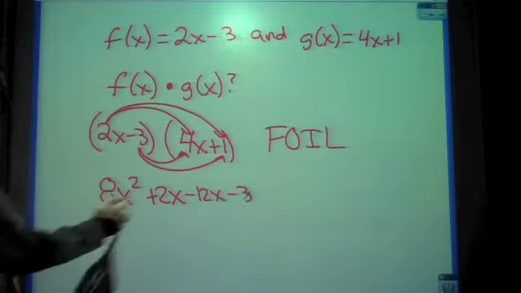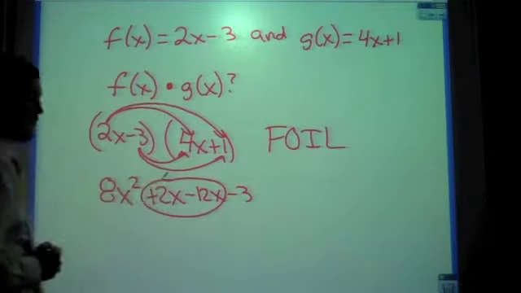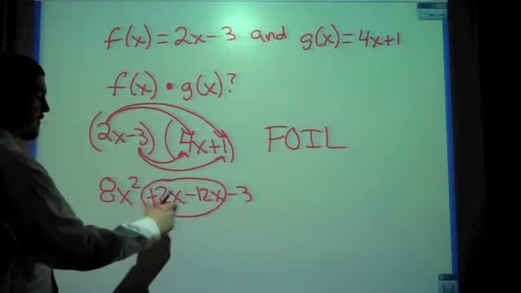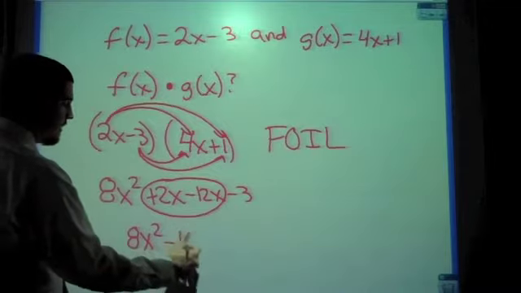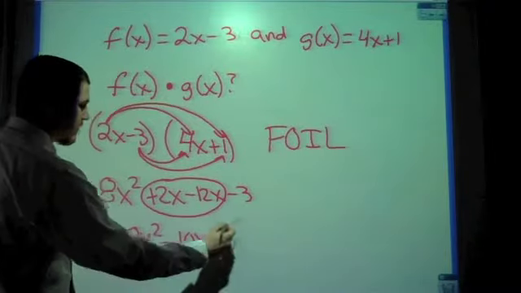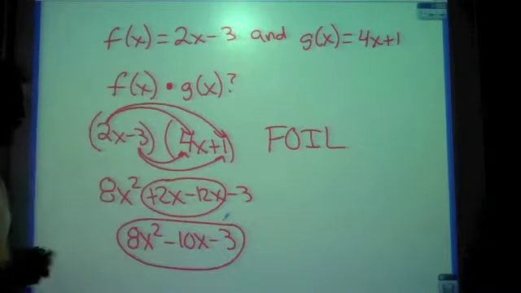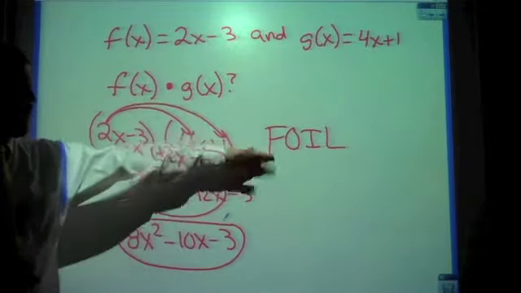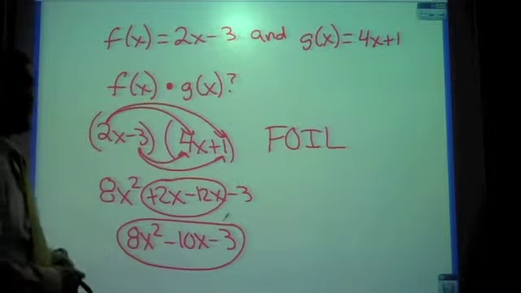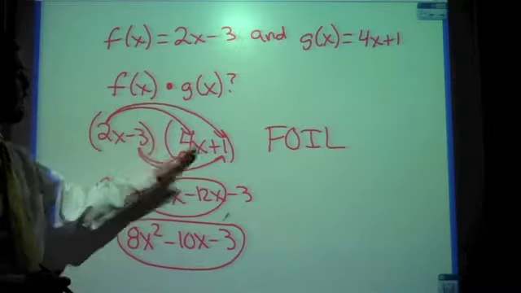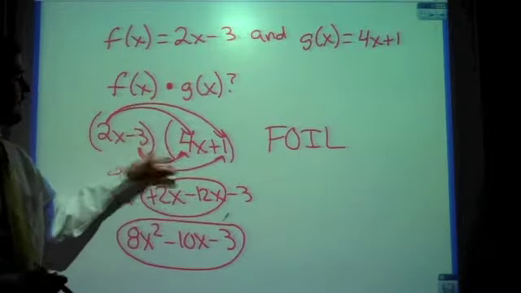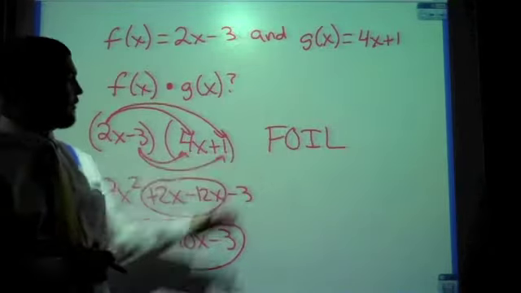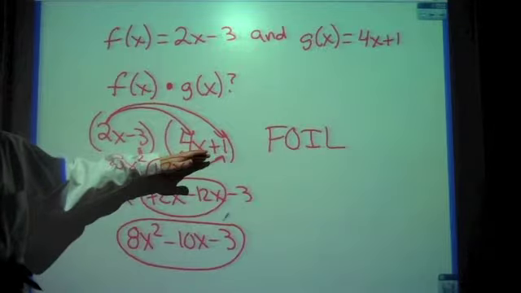When you use FOIL, these numbers in the middle should be like terms, so you're going to want to combine them. So 8x squared, 2x minus 12x is negative 10x, and then minus 3. This right here is going to be my final answer of f of x times g of x using FOIL. Remember, you can also use the distributive property. It's the same process. 2x times 4x, 2x times 1, negative 3 times 4x, negative 3 times 1. Same exact process. But FOIL only works for a binomial times a binomial.